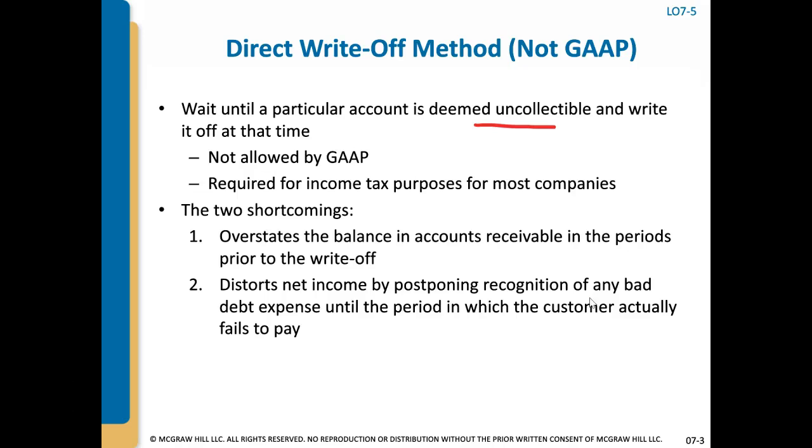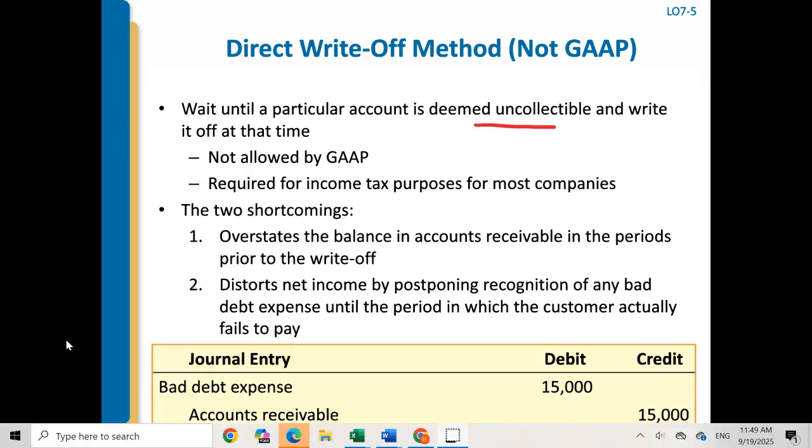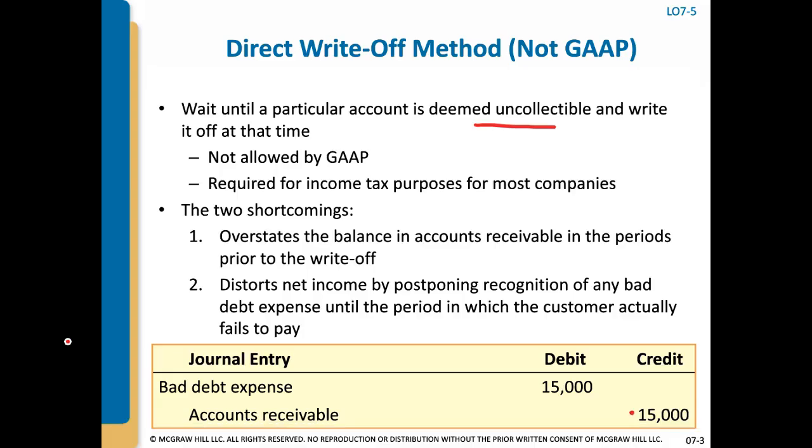And the way we write it off is that we would credit our accounts receivable for whatever amount we deem we are actually not going to collect, and we debit what's called bad debt expense, and that goes on your income statement. Now, this method is not allowed for GAAP, but it is required for tax for most companies.